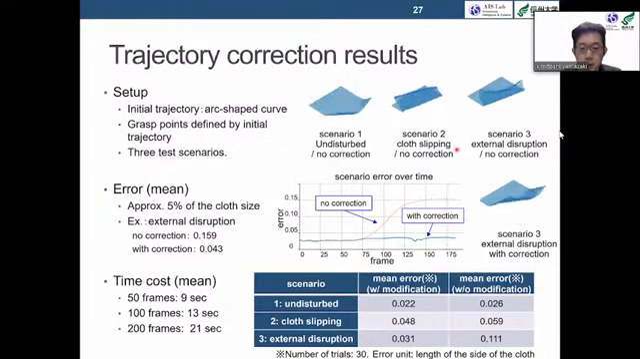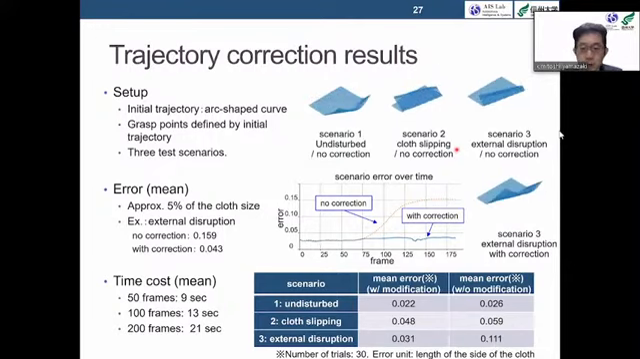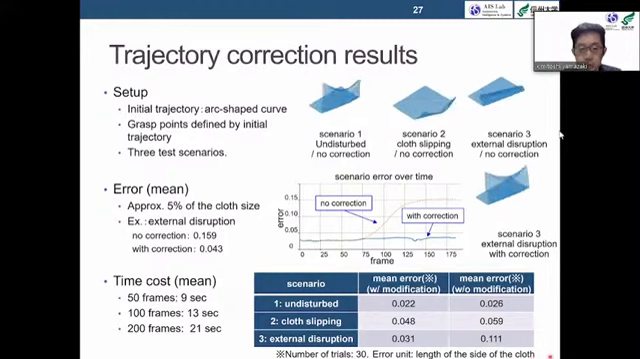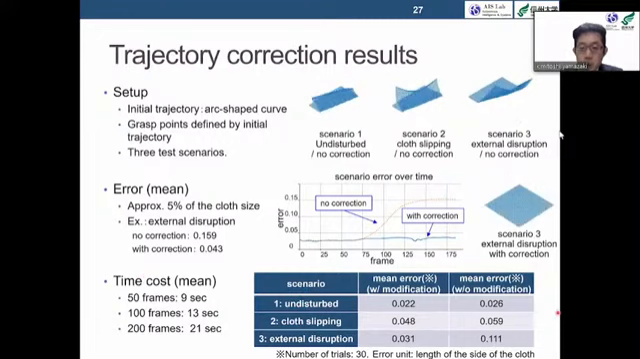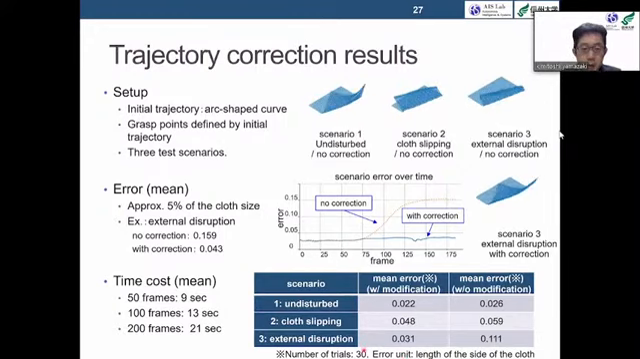Okay, the figure and the animation in the middle right show an example of manipulation with correction in scenario 3. We observed that with correction, the trajectory was modified appropriately, this blue line, in response to the external disruption. Okay. With correction enabled, the error is about 5% of the cloth size. This table shows the results.